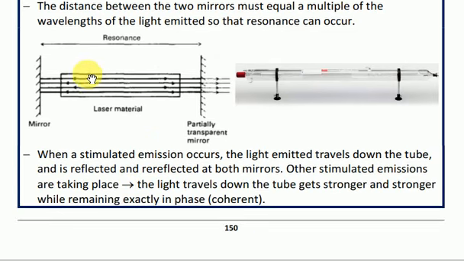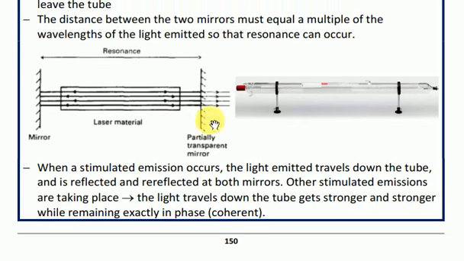Now when stimulated emission occurs inside this tube, the light which is emitted travels down the tube and is reflected and re-reflected at both mirrors. By that, other stimulated emissions take place, and the light travels down the tube. It becomes stronger and stronger while remaining exactly in phase, meaning coherent.